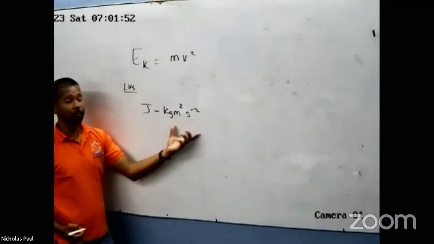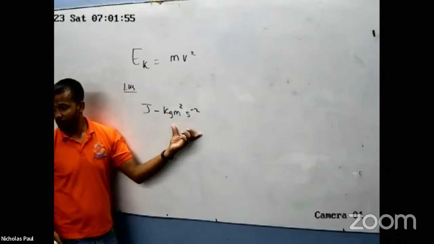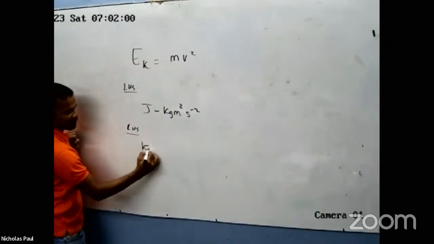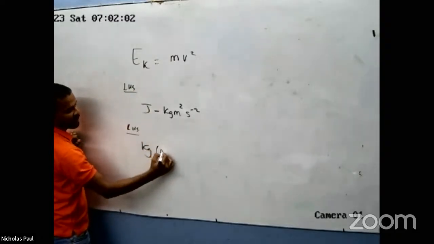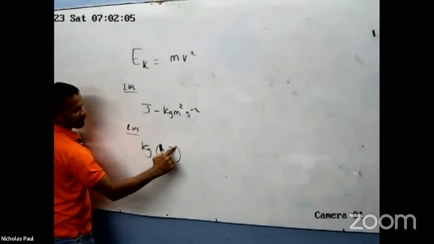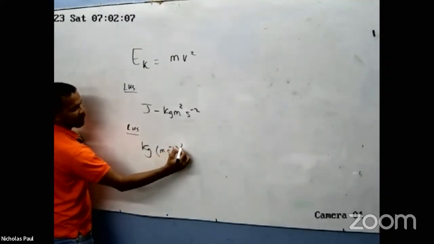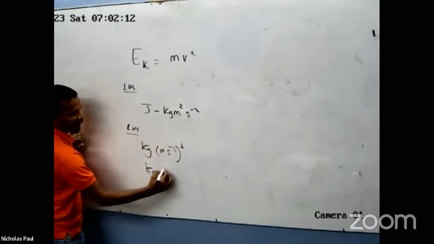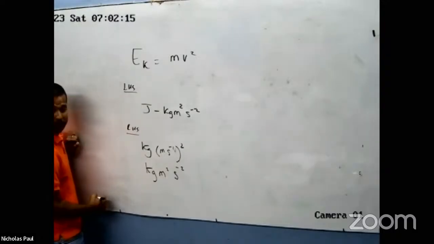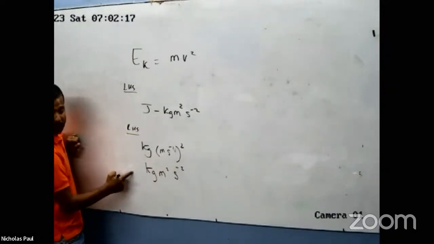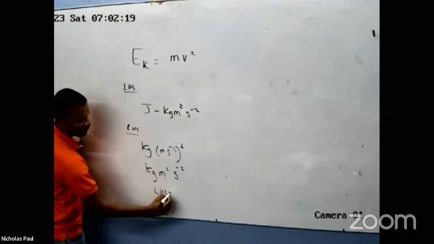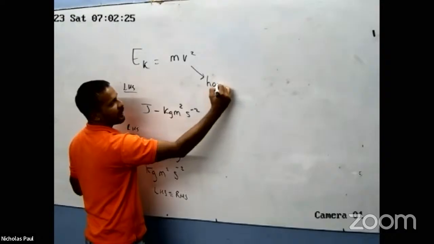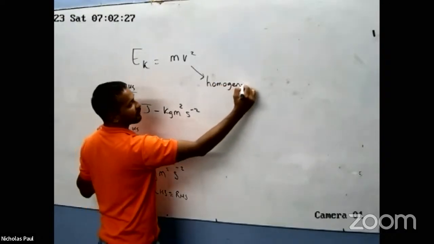If you don't know this, you'll have to go and figure it out. Right-hand side now. Mass is kg. v squared is m s to the minus 1, squared. When you multiply this out, you'll get kg m squared s to the minus 2. What does that mean? They're equal, right? Therefore, this equation is said to be homogeneous.